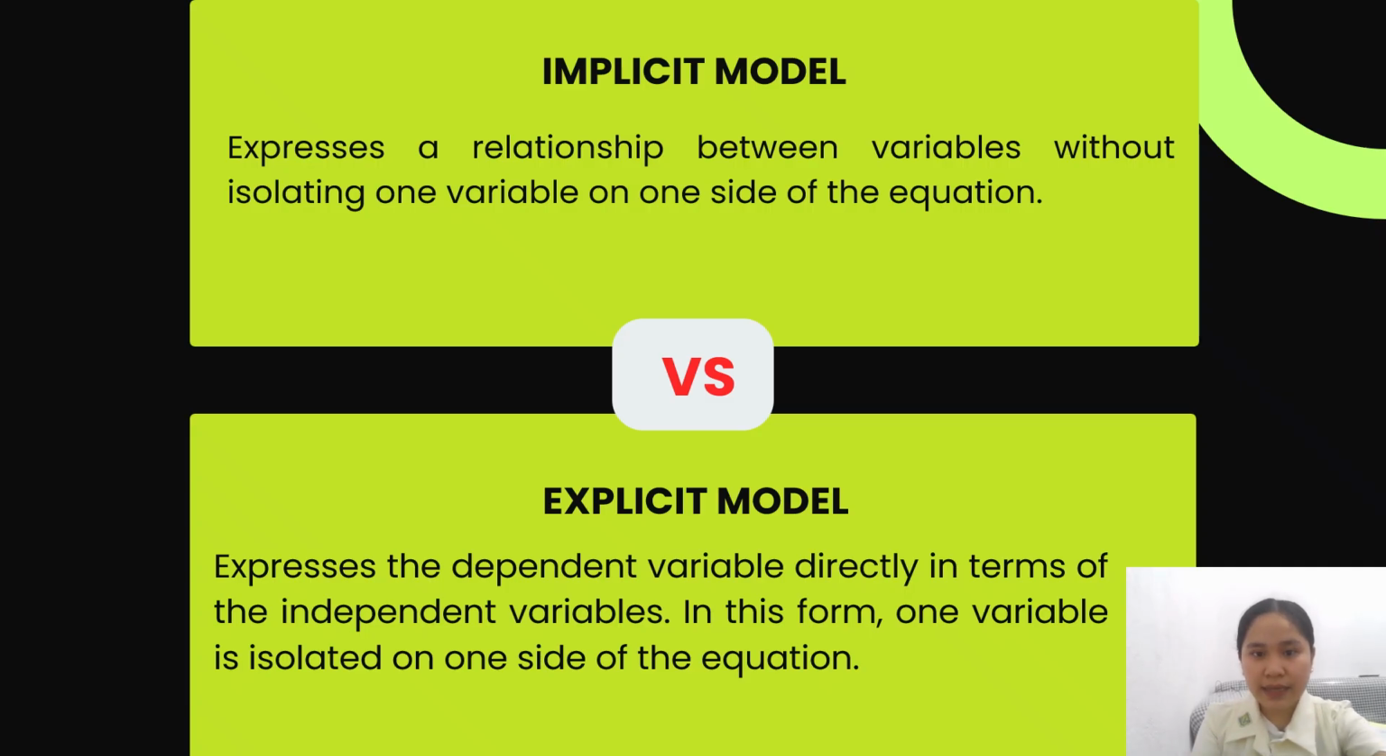Diba? Kasi connected yung x squared plus y squared sa pagkuha ng outcome. Hindi mo pwedeng unahin yung isa. Hindi mo pwedeng kunin lang yung isa, kasi yung y squared tsaka x squared is connected to each other. These two variables have a relationship.